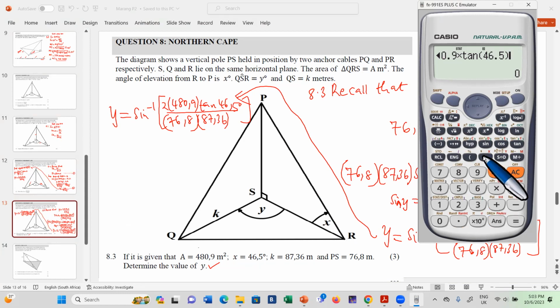And moreover, you now continue to perform division. So you divide by, you put your parenthesis like this, 76.8. You multiply that by 87.36. Okay, and then you have this. You close here, and you close again, and let's see the result.